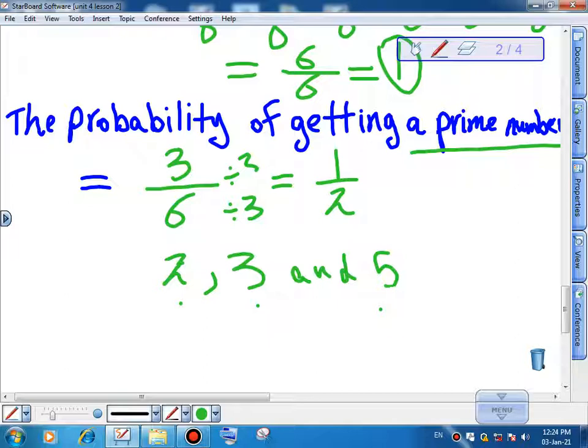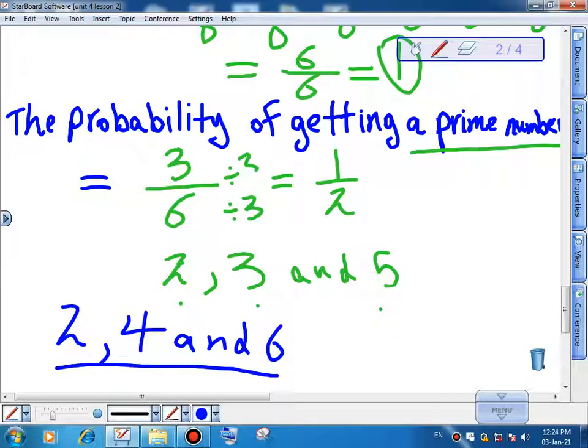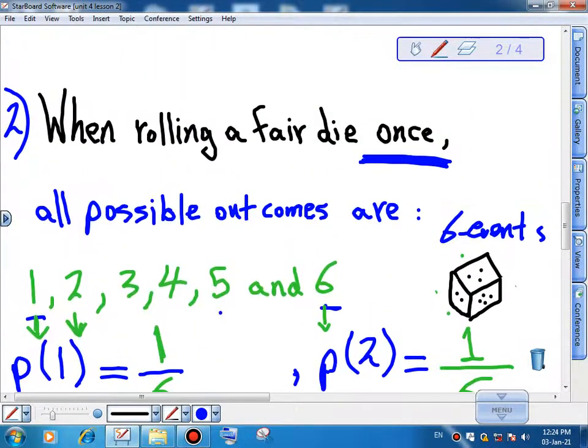If I ask you for the probability of getting an even number, we have only 2, 4 and 6. We have 3 events which are even numbers: 0, 2, 4, 6, 8, and so on. So how many times does an even number occur? It will be 3 times over all possible outcomes of this die, equal to 6. It will be the same thing, 3 over 6, which is 1/2. Okay, it's very simple.